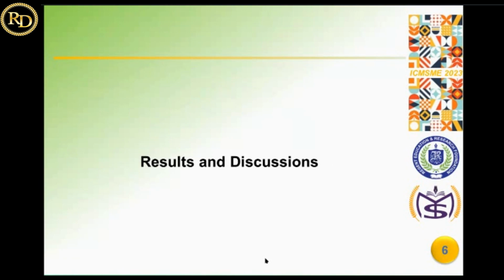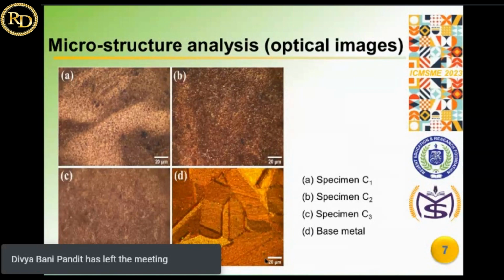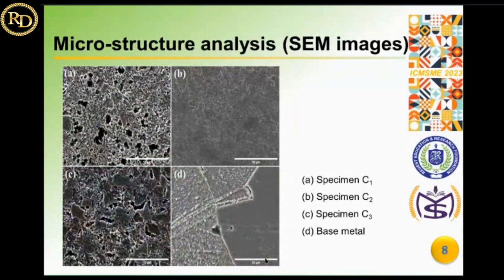So, results and discussion. It is clear from the figure that the weld nugget zone contains much less equiaxed grains compared to the BM. It is observed that the grain formation at the weld nugget zone is more refined and uniform during the welding at 2 degree tool tilt angle.